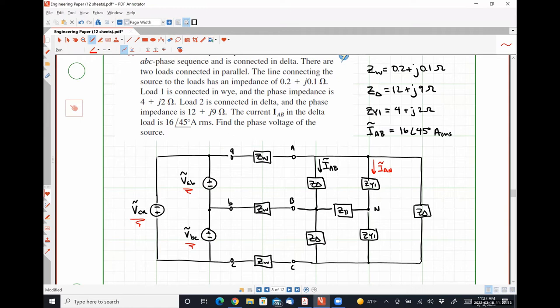So in a balanced system, that would mean that IAN, IBN, and ICN sum together to be zero, but I don't know that that helps us particularly. So I want current, I know impedance. Another thing I obviously need to know then is voltage. All right, so let's address that real quick. Let's call this voltage, okay. Any thoughts on how we might get that?